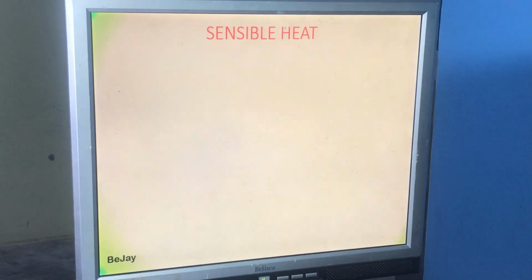Good. So let's pick them one by one. This time around we are going to deal with sensible heat. And when we are done with that, we'll then come back to the latent heat and then we'll merge the two of them. We'll look at situations whereby the two of them are happening and how we deal with it.